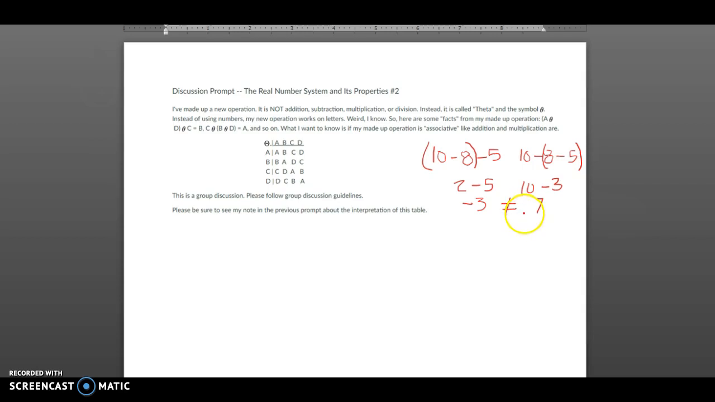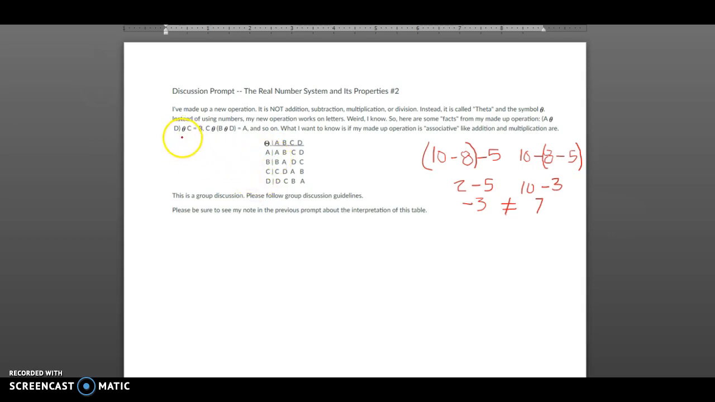Some of you guys used perfect language in these prompts. I was so proud of you, saying it only takes 1 counterexample to disprove something. So this is a counterexample that shows subtraction is not associative. All right, let's jump into this table here.